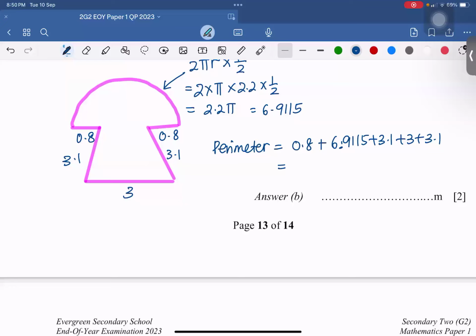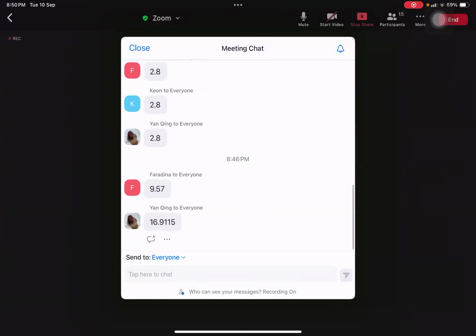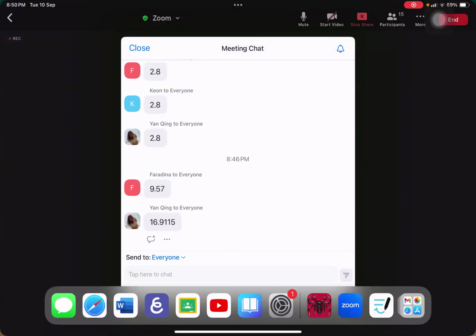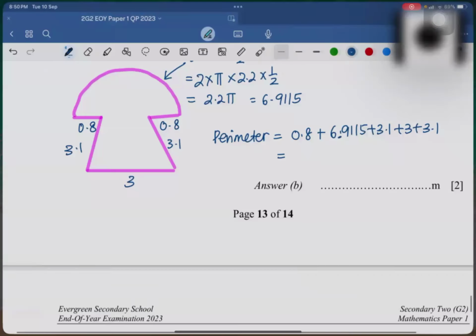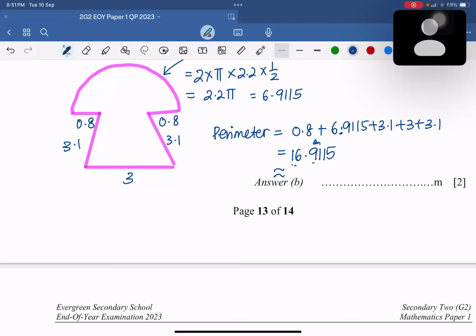What's the final answer? What do you all get? Maybe you can type out the answer in the chat. Yes, Yanqing got the answer, 16.9115. Okay, same as my answer. How are you going to round this off? Not exact, right? To 3 significant figures, the number at the back is 1, so 16.9 meters. Okay? Can?